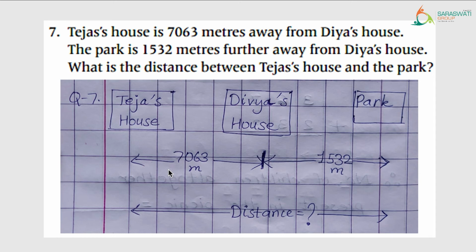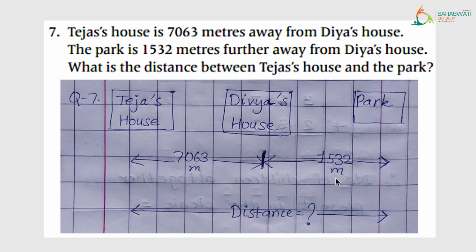So students, over here what is mentioned in the next line of the question? The park is 1532 meters further away from Divya's house. So यहाँ पे Divya's house जो है उससे भी आगे पार्क है, right? And what is the distance between Divya's house and the park?